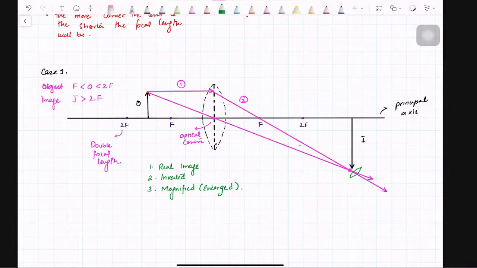Yeah. Now, what is a real image? A real image is an image that can be formed on the screen. We'll see a virtual image, how it looks, and then I'll tell you the definition for that as well. Okay.